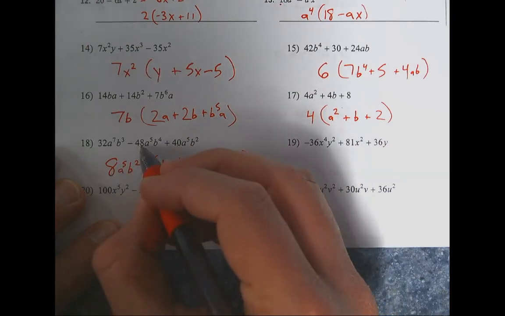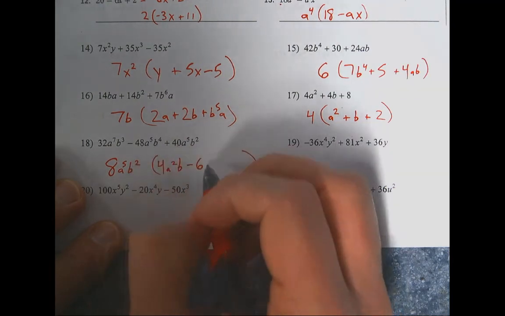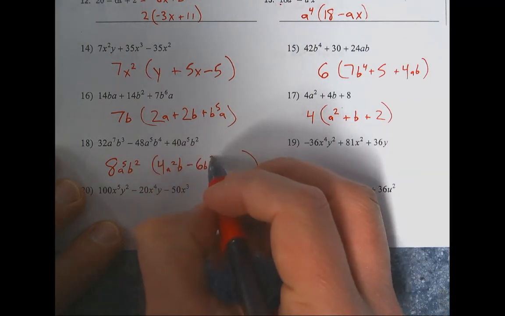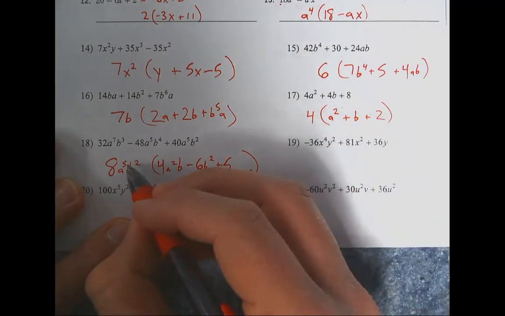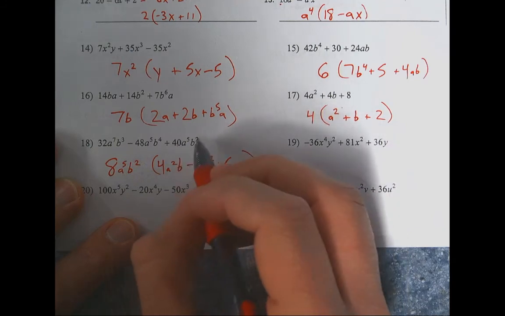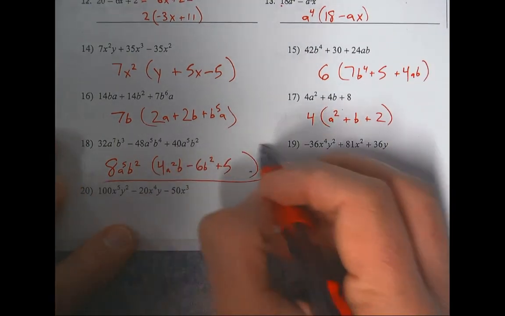To get to 48, that's times 6. a's stay the same, so there's no a. b's increase by 2. To get to 40, it's times 5. a to the 5th stays, so there's no a on this term. b squared stays, so that is it. This would be your final answer.